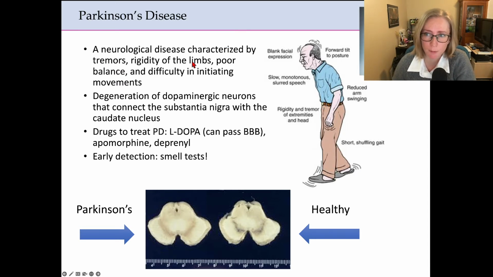Tremors, rigidity, poor balance, kind of shuffling, difficulty initiating movements. And this is because of the substantia nigra. You can see, this is a healthy substantia nigra. Rather, I should say this is a healthy midbrain slice, slicing through the midbrain. This is obviously an autopsy done, right?